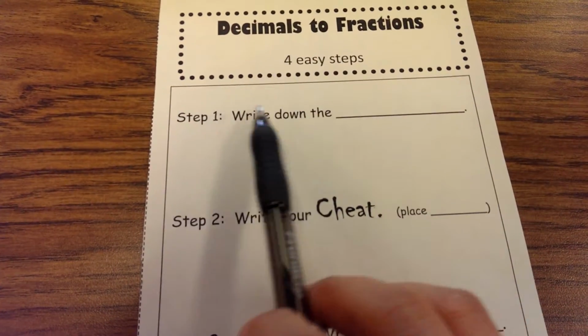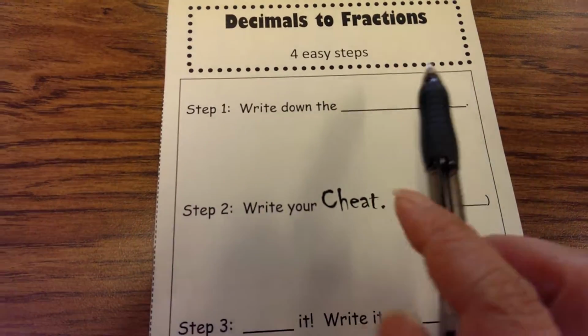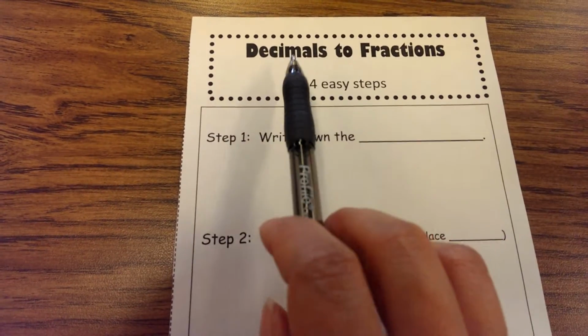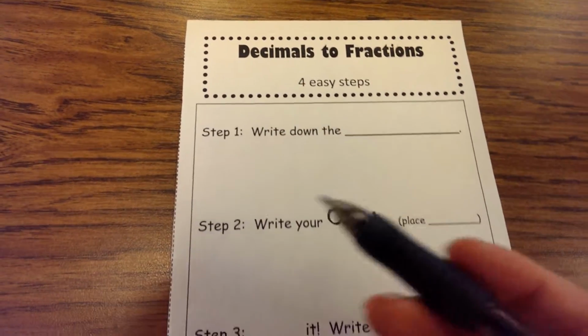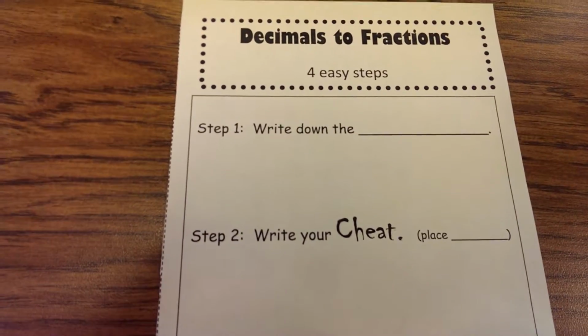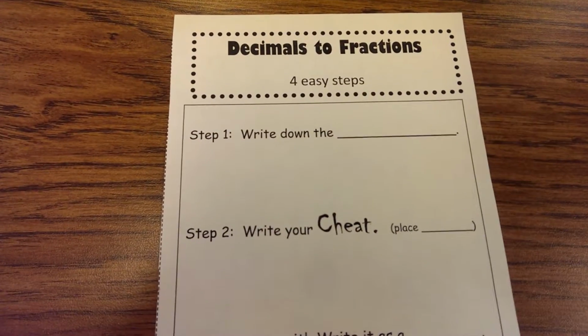So we talked about decimals, we talked about fractions. They were both parts of a whole. Well, then it comes to no surprise that you can change decimals into fractions and later on fractions to decimals, because really they mean the same thing, right? So there are 4 steps to changing decimals to fractions.